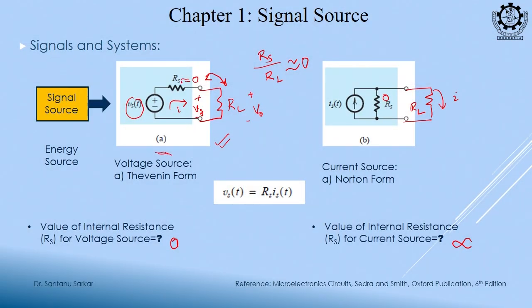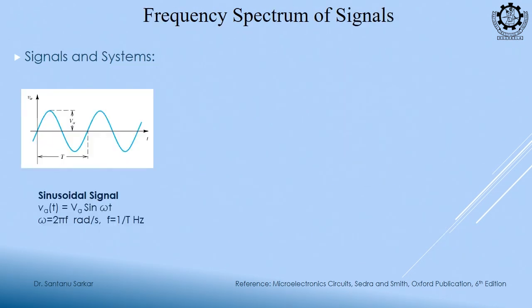Okay. So, for a voltage source, my internal resistance should be as low as possible, and for a current source, my internal resistance comes in parallel, and if there are two resistances in parallel, current will try to flow towards the lower resistive path, right. So, here this RL should be much less than Rs. Now, let us proceed to different types of signals.